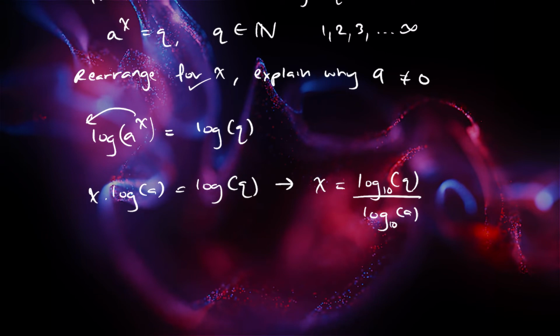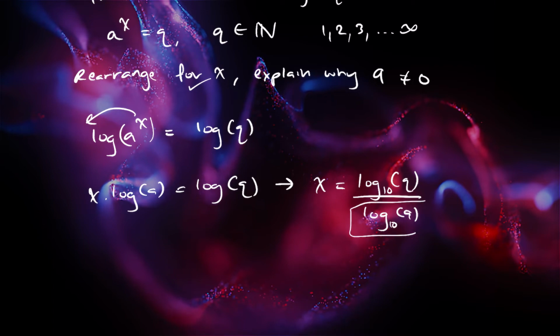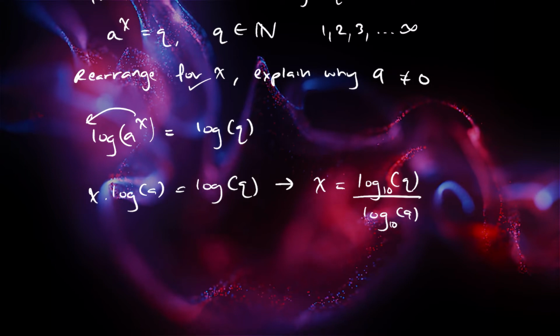So why can the value of a never be 0? Well, if you look at our value of x, we're having a log q over log a. So we're dealing with this log 10a. Remember that the argument of a log must always be positive, right?